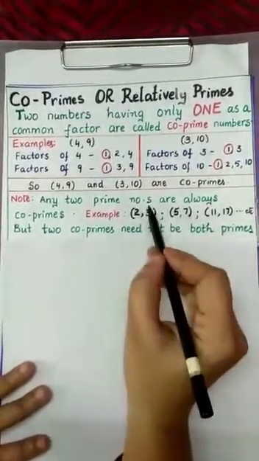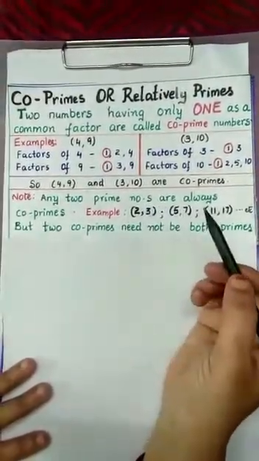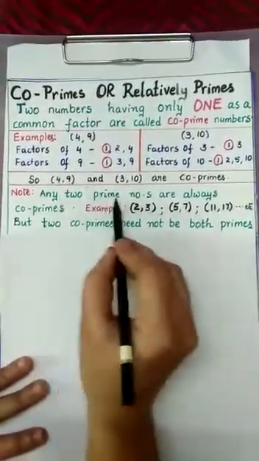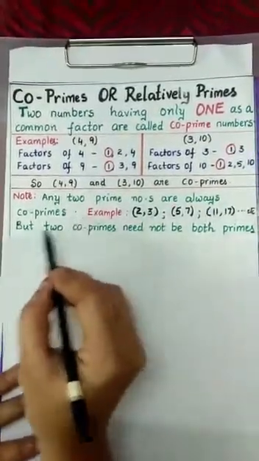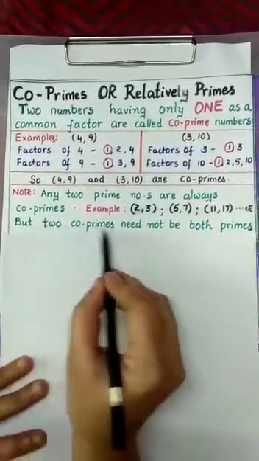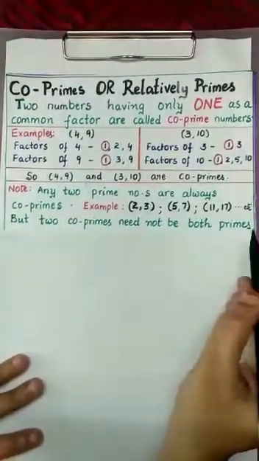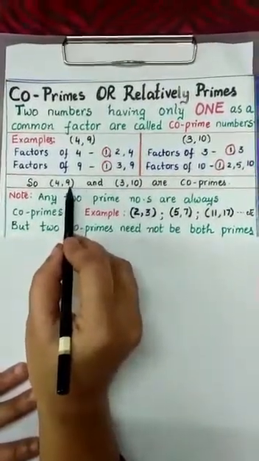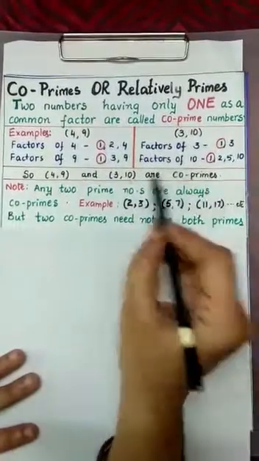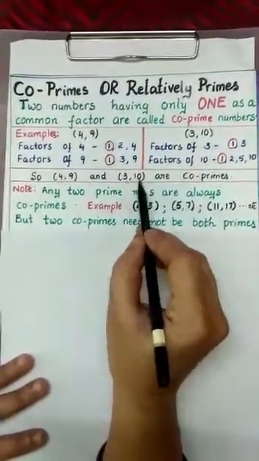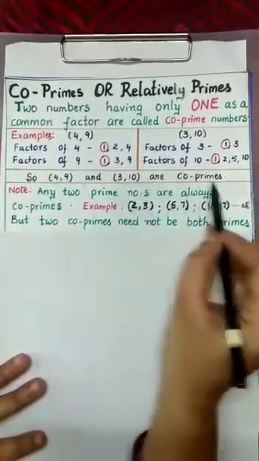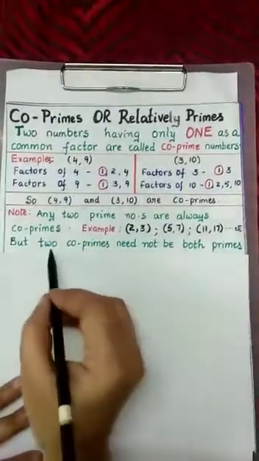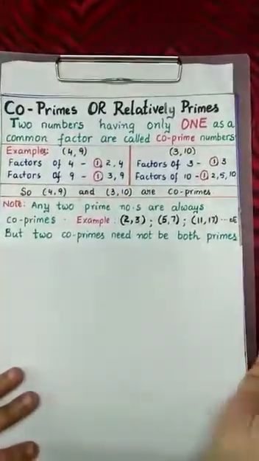As we know, prime numbers have exactly 1 and the number itself as factors. Definitely 1 will be the common factor for any two prime numbers. So any two prime numbers are always co-primes. But note the condition: two co-prime numbers need not both be primes. You see the example here, 4 and 9. 4 is a composite number, 9 is a composite number, but they are co-primes. In the second example, 3 is a prime number but 10 is a composite number, but both are co-prime numbers. So basing on this condition, these are the examples. Two co-prime numbers need not be both primes.